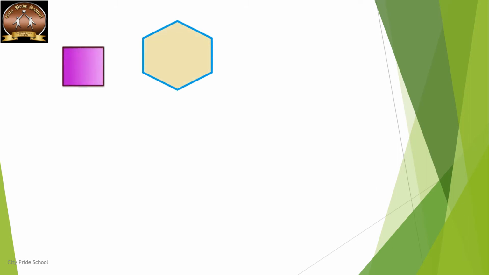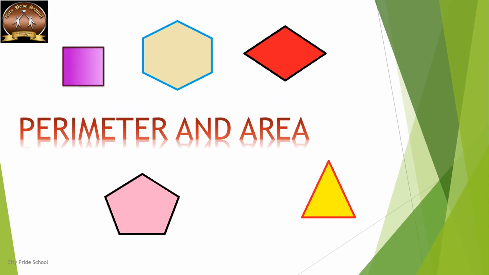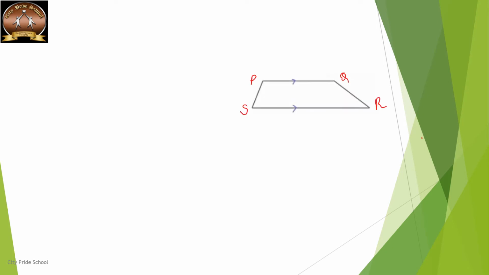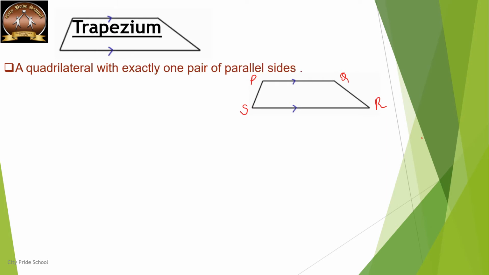Now let us continue with our chapter perimeter and area. Now I have exactly one pair of opposite sides parallel. Who am I? Yes, you guessed it right children. It is trapezium. We have already seen about trapezium in our last chapter, understanding shapes. So a quadrilateral with exactly one pair of parallel sides is called a trapezium. So in this trapezium, you can see that PQ is parallel to RS.